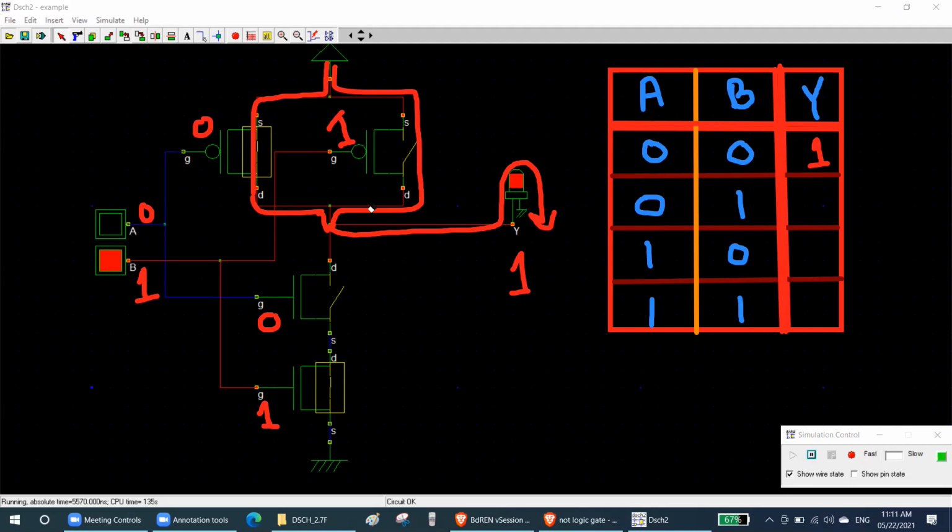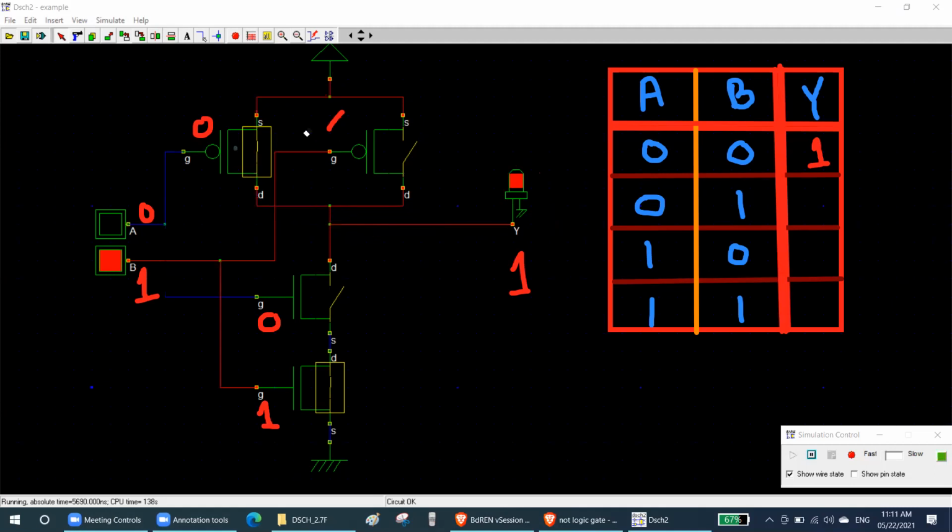Now what is happening here? For 0, the PMOS is on, but for 1, this is off. For this, the NMOS is off. For this one, the NMOS is on, right? So one PMOS is on, one PMOS is off, one NMOS is off, one NMOS is on. Now, do you know what will happen? It will come in this way.